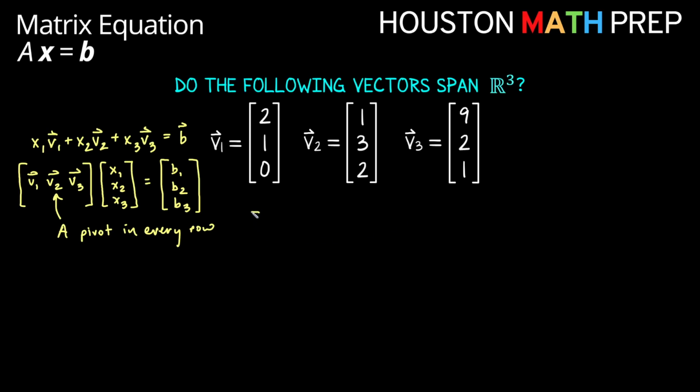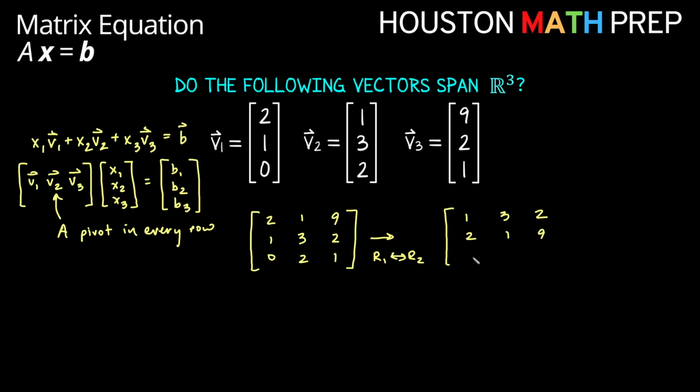So let's go ahead and make our matrix A out of these vectors. So it'll be 2, 1, 0, 1, 3, 2, and 9, 2, 1. Okay, we already have a 0 in the bottom spot here, which is nice. I'm going to go ahead and swap rows 1 and 2. So I'm going to say row 1 and row 2 swap, so that I get a 1 in the top spot. That might be easier to reduce with. So we'll put the row 1, 3, 2 up there. We'll have the 2, 1, 9 below it. We'll have the 0, 2, 1 at the bottom still.